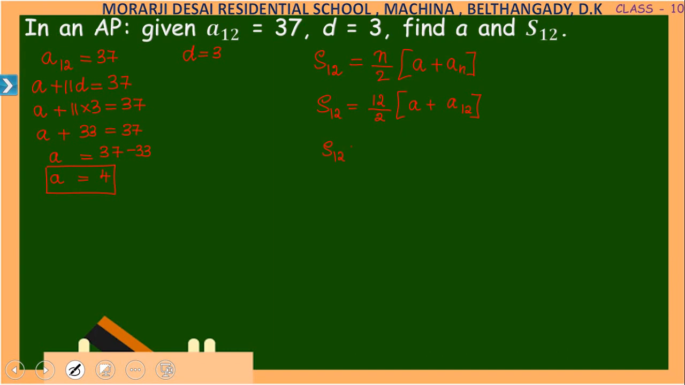That is S12 is equal to 12 by 2, which is 6. What is a? a is 4. What is a12? a12 is 37. So S12 is equal to 6 into 4 plus 37, that is 41. So 6 into 41, that is 246. So S12 is equal to 246.